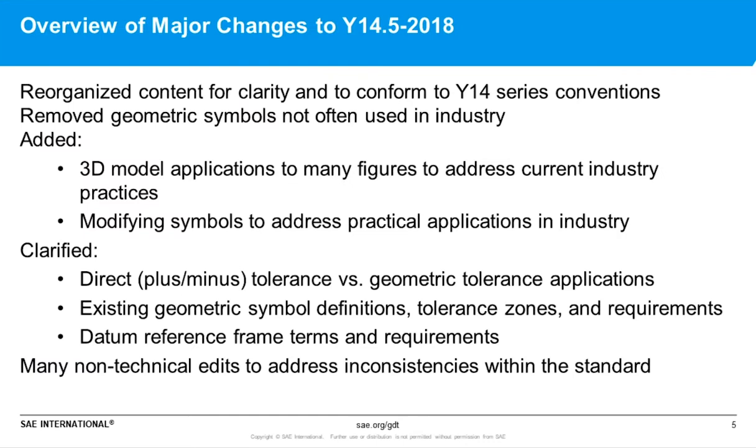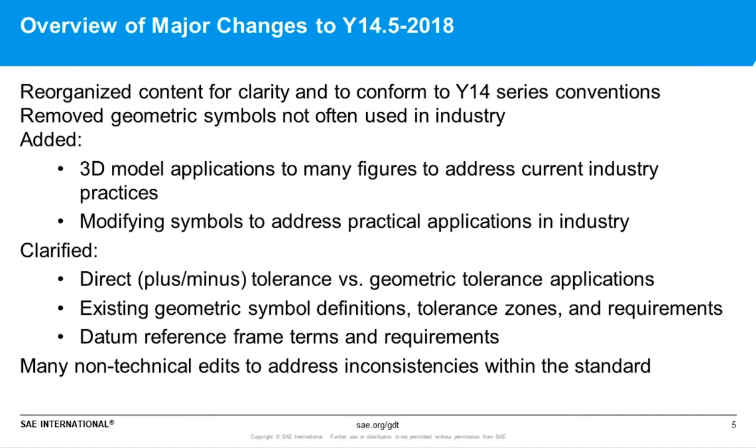So first, we'll discuss general changes to the 2018 version of the standard, and then we'll provide an overview of some of the more significant changes to the first three sections of the standard. One of the significant changes is reorganization of the content itself to help improve clarity and to conform to the Y14 series conventions. A couple of the geometric symbols have been removed that were not often used in industry and oftentimes provided confusion within industry. We'll talk about those. And then there were a few things that were added.